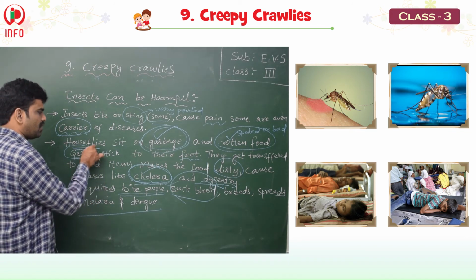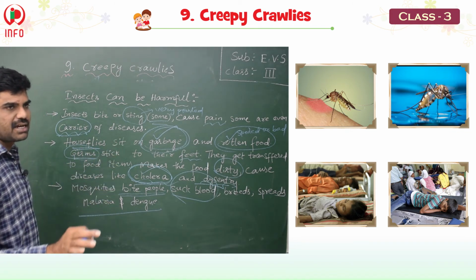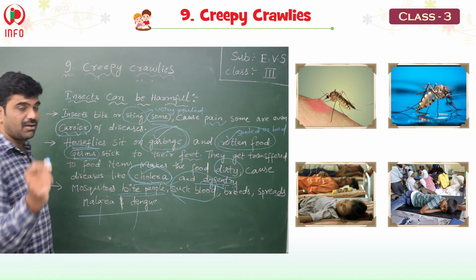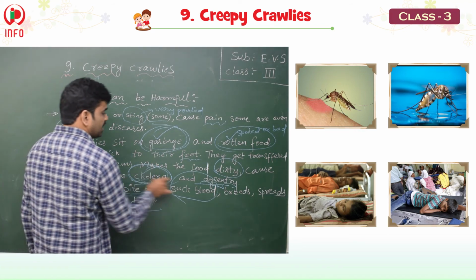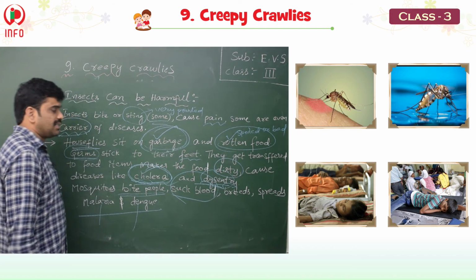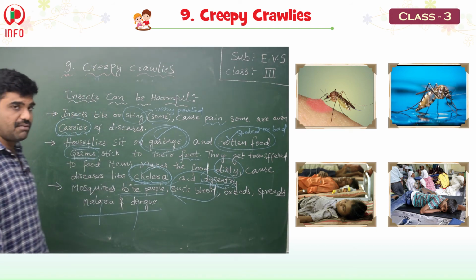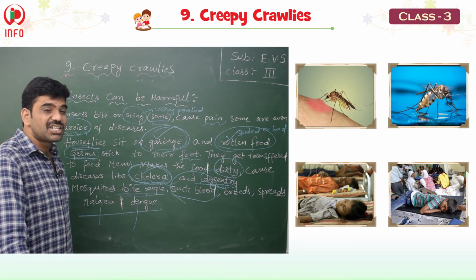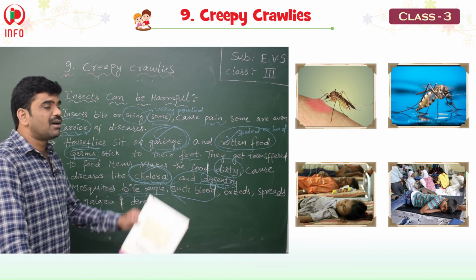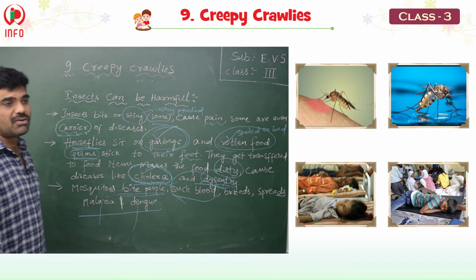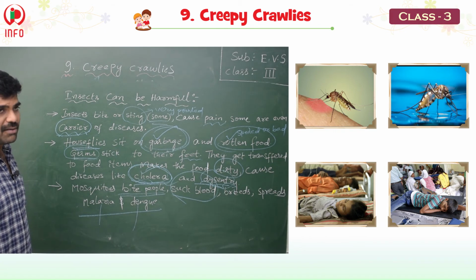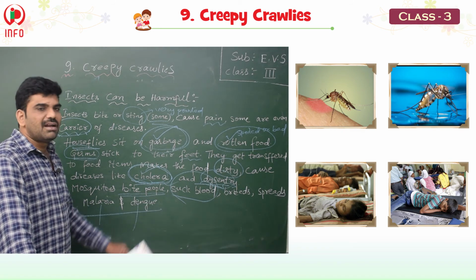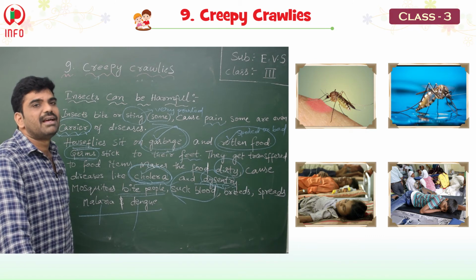So mosquitoes and houseflies are very dangerous insects. Mosquitoes spread diseases like malaria and dengue, even chikungunya also. Houseflies spread diseases like cholera and dysentery. That is the reason we have to keep our foods covered. We have to keep the drainages covered, and we should avoid stagnation of water. We should not allow water to be stored outside our houses for a longer period of time. What happens if the water is stagnant? The mosquito will lay eggs and the number of mosquitoes will increase.